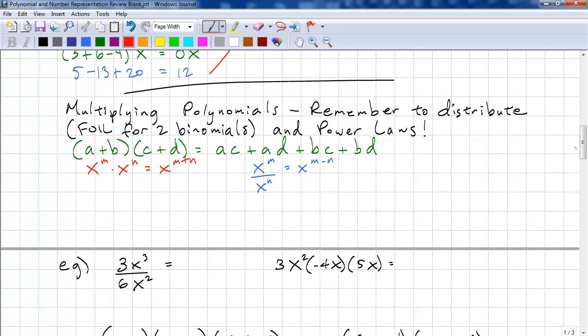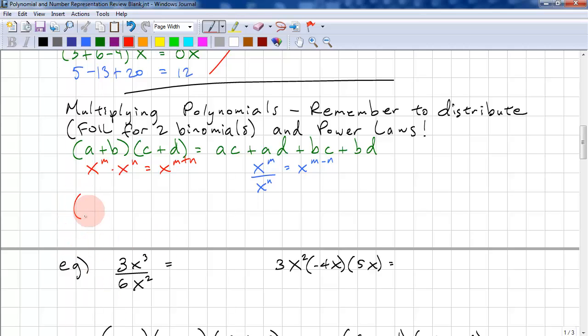Let's look at multiplying polynomials. And you need to remember, you need to distribute when there's brackets. So for two binomials, this is called foiling, and you need to know your power laws. If we're multiplying powers, we simply add the exponents. If we're dividing powers, we subtract the exponents. And let's give you one more.